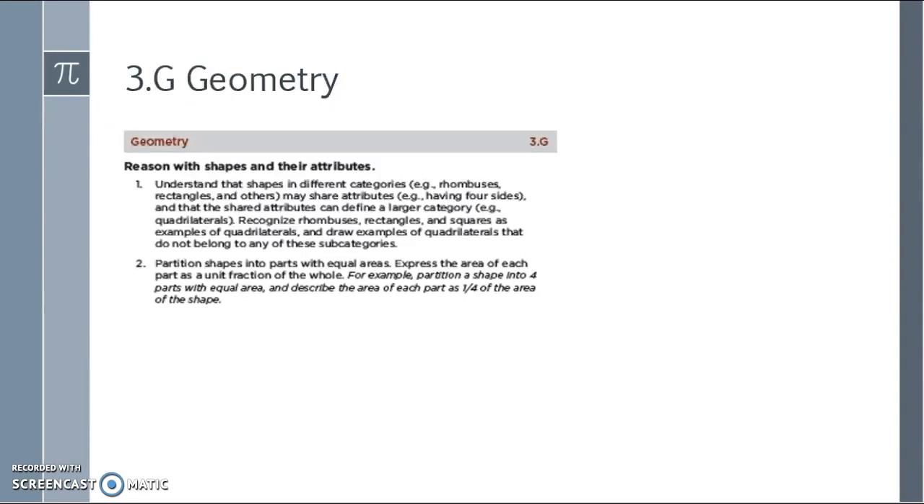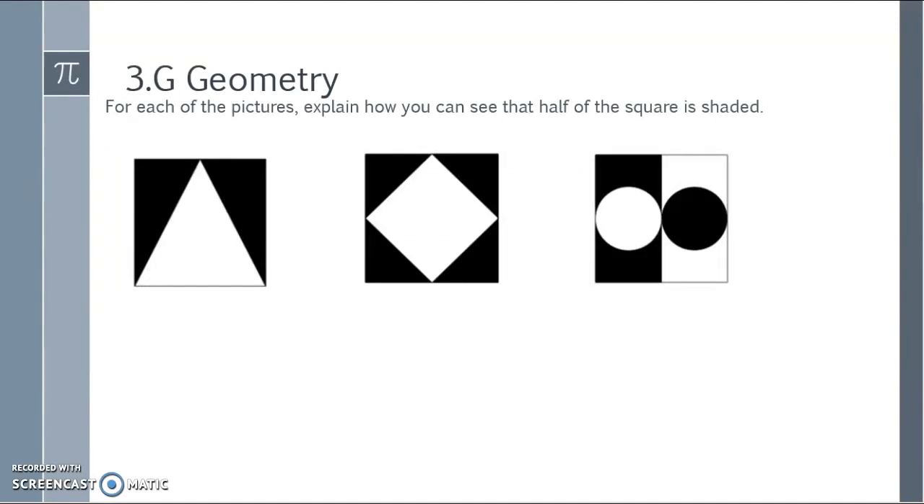Geometry. This one is very much smaller than measurement and data, but equally as important as we continue to talk about shapes and their attributes and partitioning those shapes. For each of the pictures, explain how you can see that half of the square is shaded. Take a moment to see if you can figure this out on your own by pausing the video.